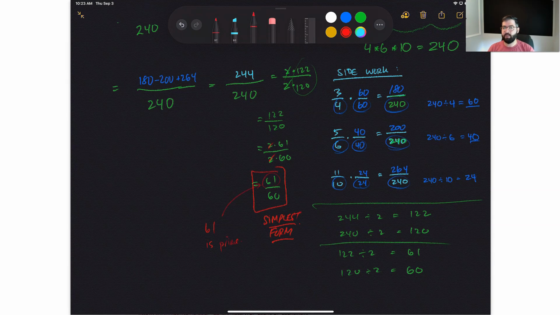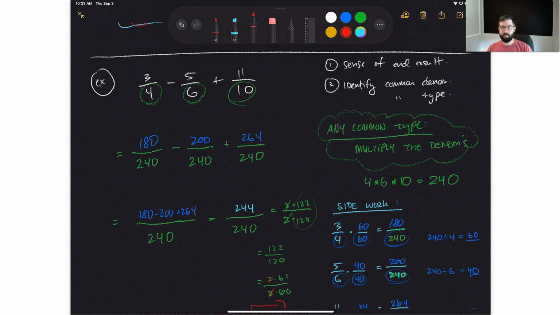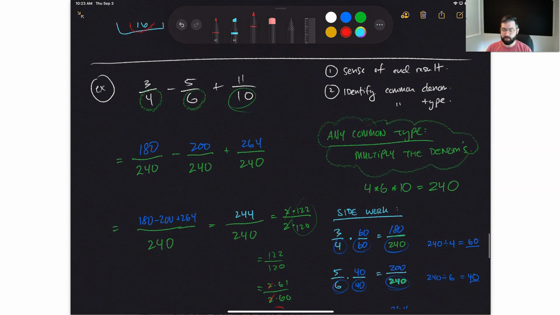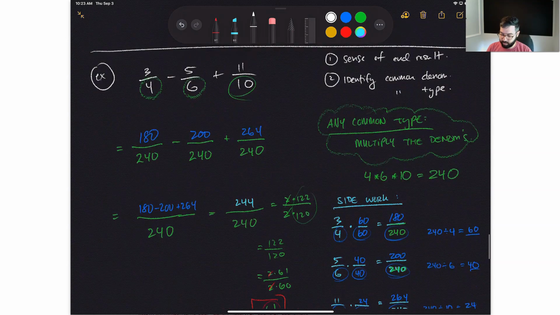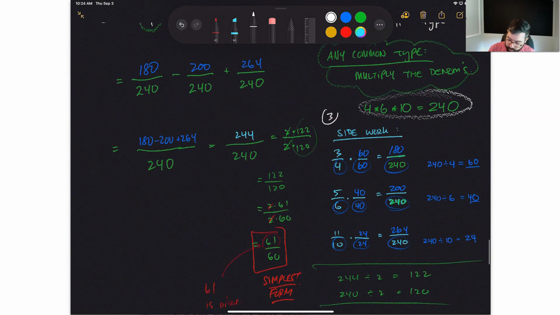So from beginning to end, that was kind of a lot of work, but over time this will speed up. When I'm doing these problems myself, I don't break them down step by step because I'm comfortable with all of these steps, but for you to start off, you should absolutely be doing each of these steps. So what did we do, to finish off our to-do list? Get a sense of the end result, identify the common type by multiplying the denominators, and then convert each.